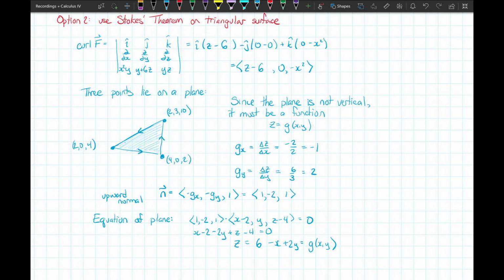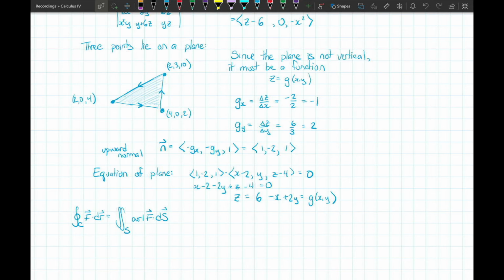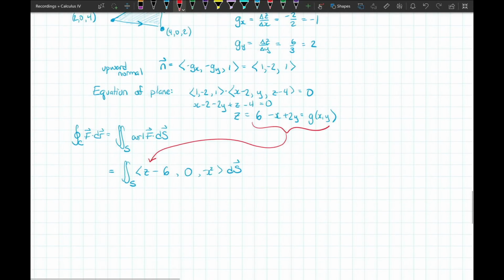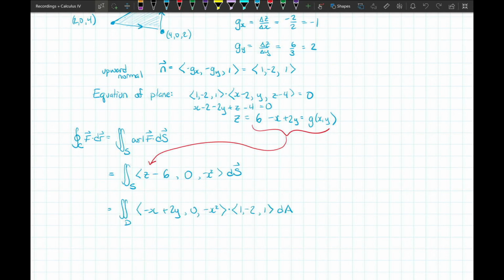All right, let's apply Stokes' theorem now. The work done by our force field F to move the particle around that closed path C is really just the surface integral over this triangular region of the curl of that force field. Since we've calculated the curl vector, we can plug that in. And this is where we will need to know that z is equal to 6 minus x plus 2y, so that we can plug that into the curl and turn this into a double integral over a region on the xy plane. Turning this into a double integral, z minus 6 is equal to negative x plus 2y, the 6's cancel.